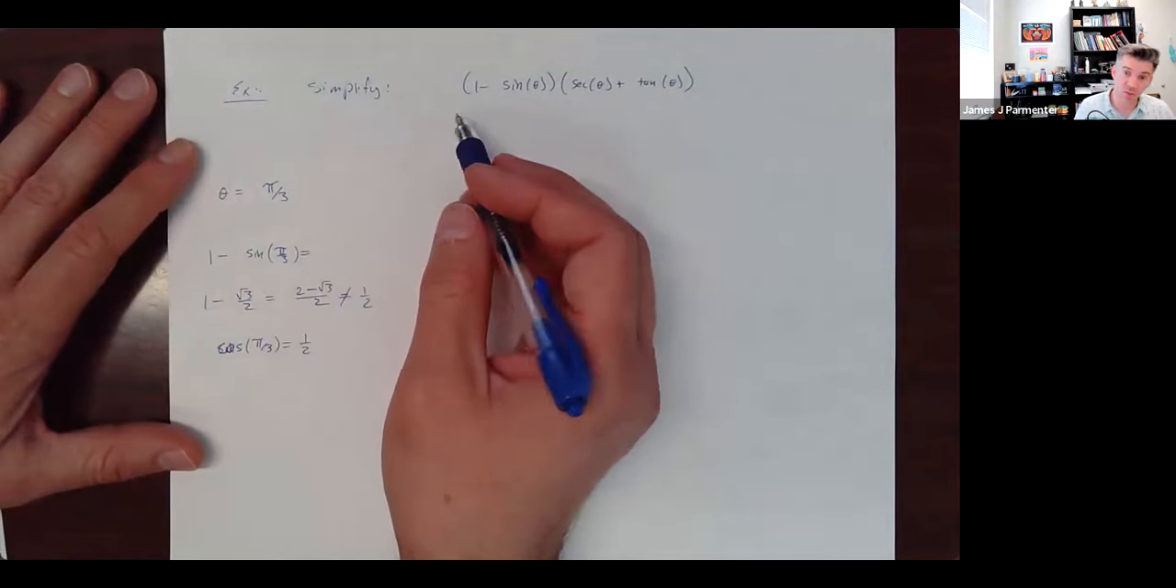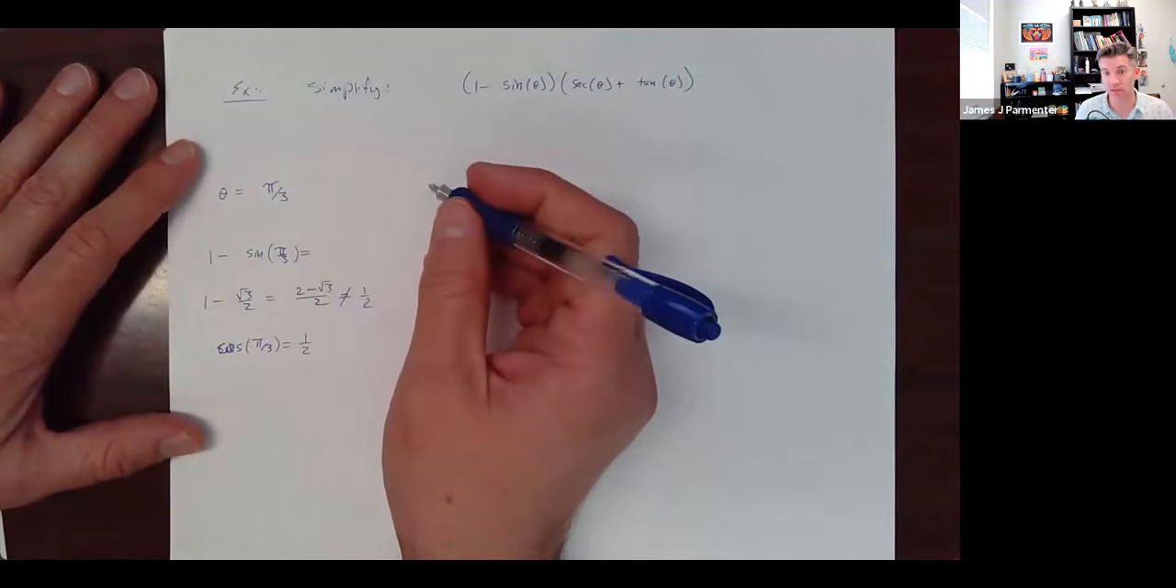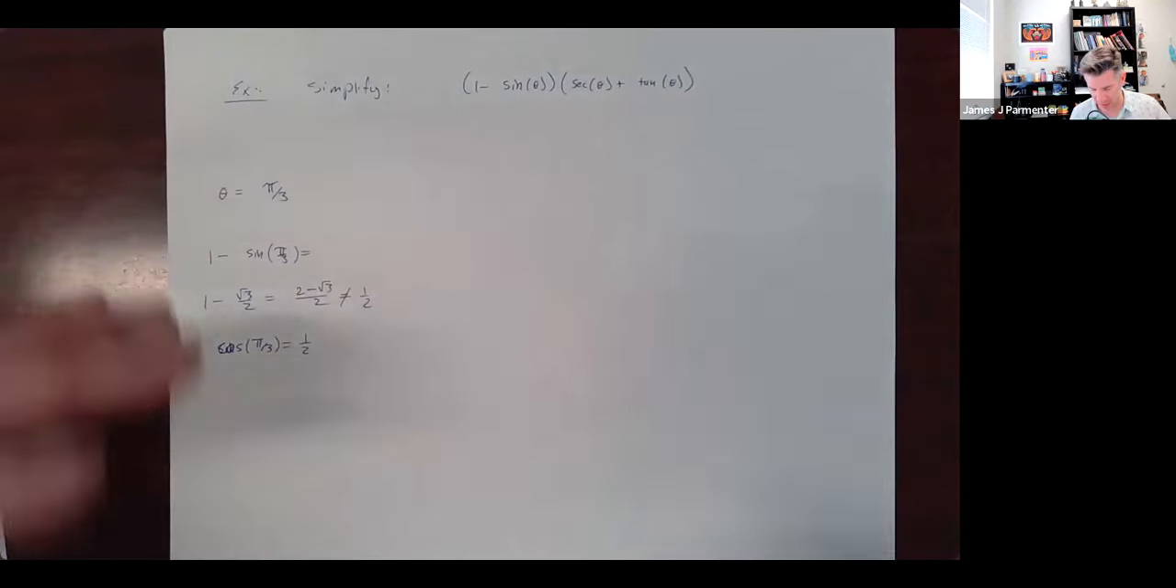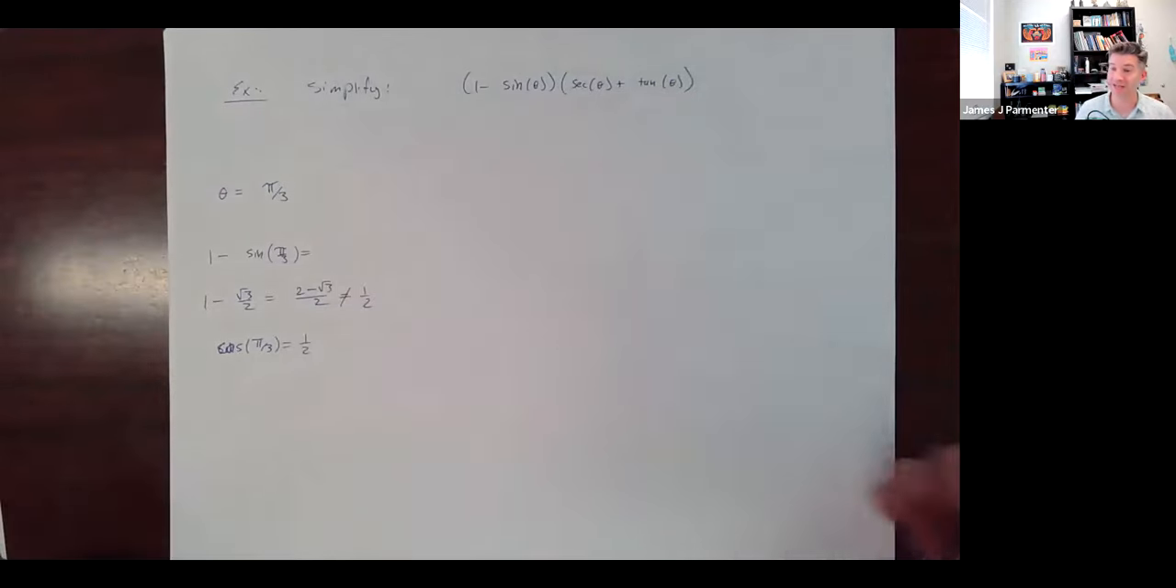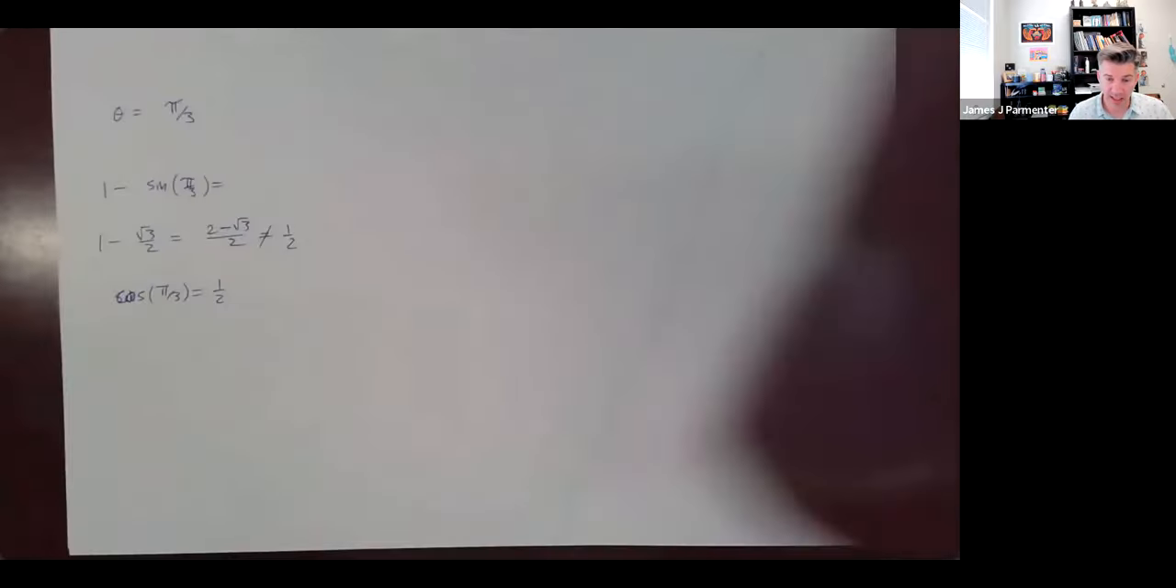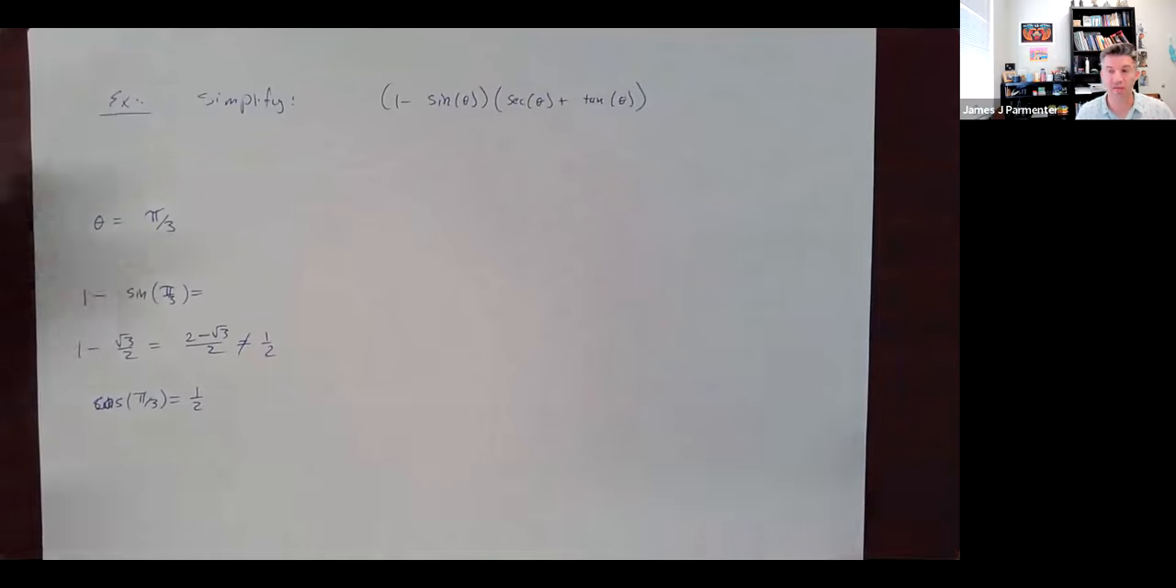But 1 minus sine squared of theta definitely does equal cosine squared of theta. 1 minus sine squared theta equals cosine squared theta. Okay, so the idea here is we want to take this expression and try to make it look like something with just one term. So we're going to multiply it out.